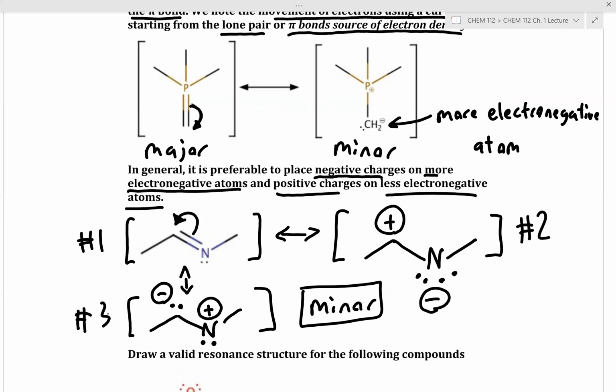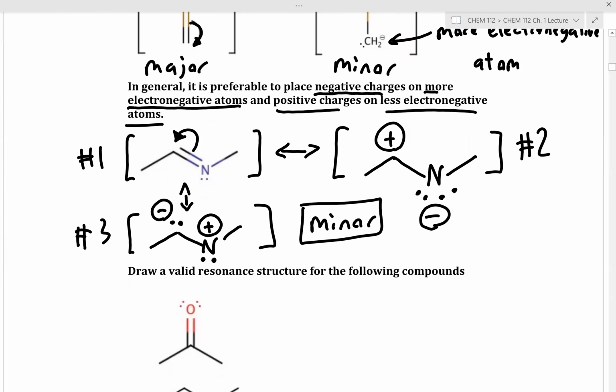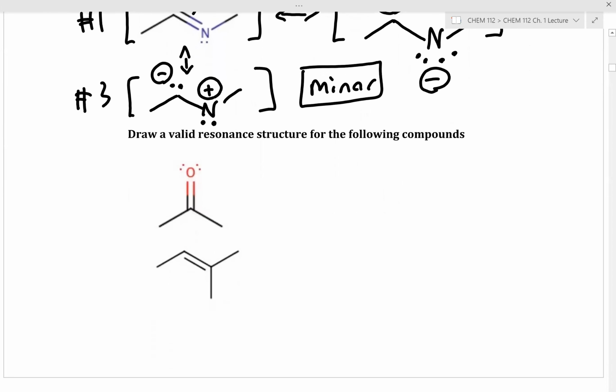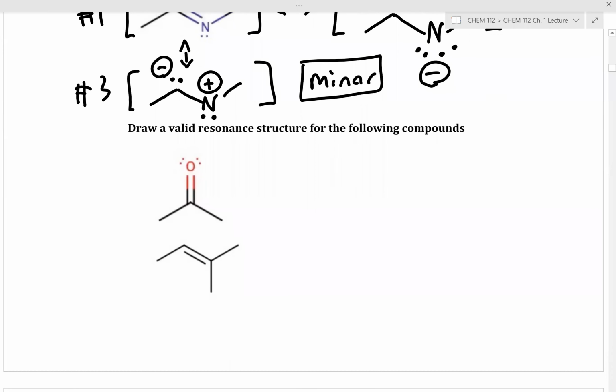So what I want you now to do is I'm going to show you a structure, and I want you to draw a valid resonance structure for the following set of compounds. And try, if you draw multiple structures, to provide whether one's major or minor. So I'll check on you and we'll come to discuss in about 3 minutes.